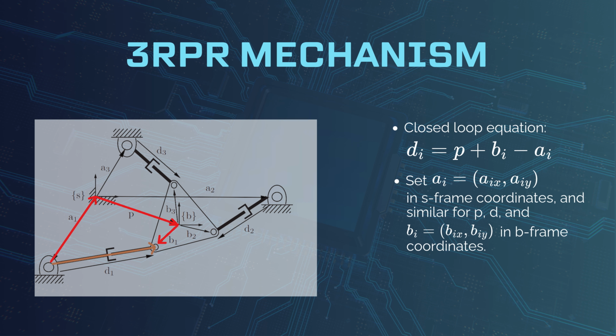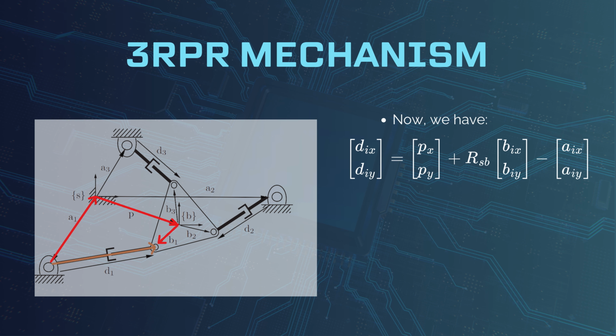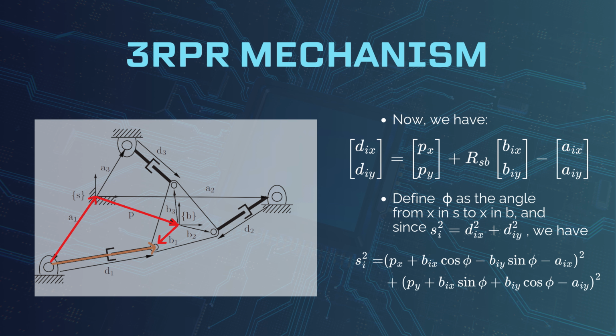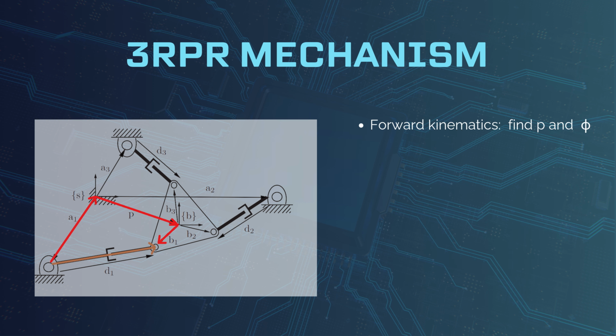Now, we want to set A_i as A_ix, A_iy, and same for P and D in the S frame coordinates, and B_i as B_ix, B_iy in the B frame coordinates. Consequently, we have this relationship, recalling that R_SB is a rotation matrix of T_SB. Now we define phi as the angle from x in S to x in B, and since s_i squared is d_ix squared plus d_iy squared, we can substitute to obtain this following equation. For forward kinematics, we have to solve the equation for P and phi, which is obviously not straightforward.